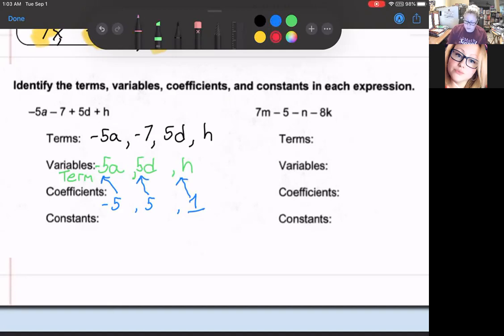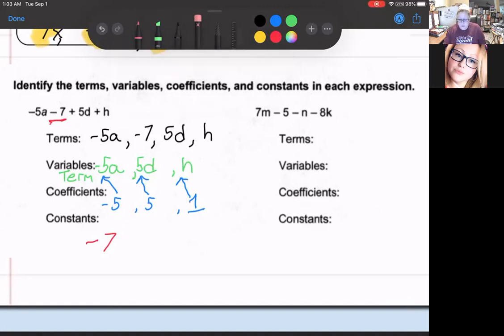And now, what are our constants? What are our numbers without letters, or numbers without variables? We only have 1. But don't forget the sign that's in front of it. It's that negative 7. That negative 7 is our only constant that we have. All right, let's do this one more time, and then you're going to be doing something very similar to this on today's individual practice.